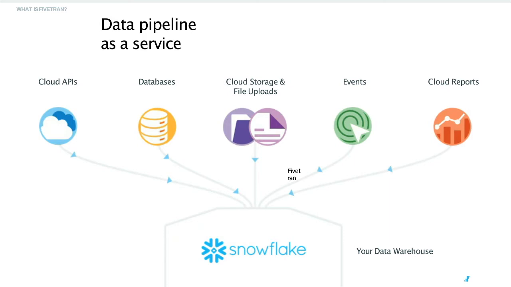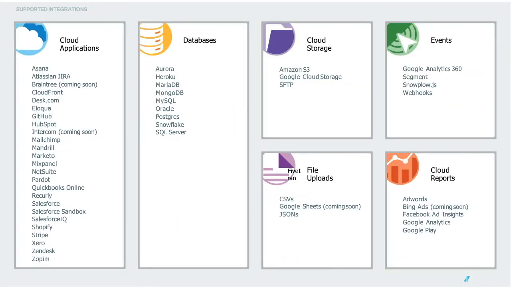To dive in more specifically, here's a quick list of all the different data sources that we support. From the cloud applications, everything from Asana to Zuora. Salesforce, Marketo, and NetSuite are some of the more popular ones, but we're constantly adding to this list. In terms of databases, we have everything from Aurora to SQL Server, Oracle, and MySQL. In terms of cloud storage, Amazon S3, Google Cloud Storage, SFTP, and a number of other ones coming there.